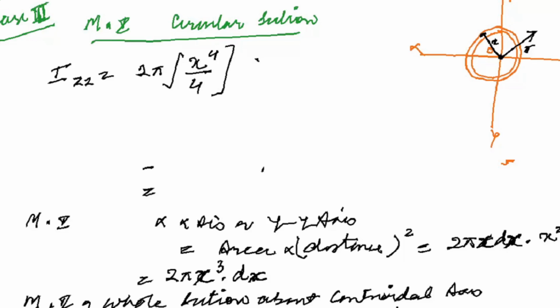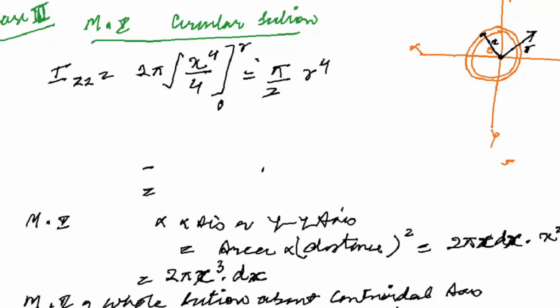and the limits will be, now what will be the limits here? x will be from 0 to R, right? You're substituting the limits from 0 to R. That comes out to be pi by 2 times R to the power 4.